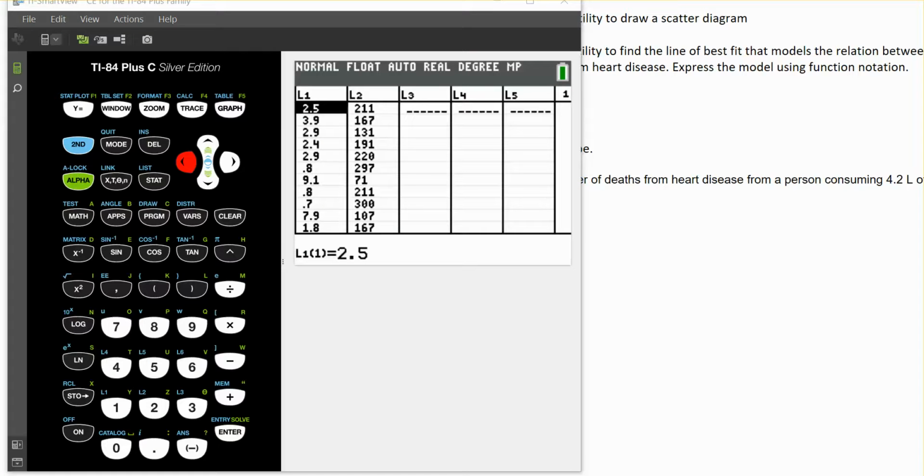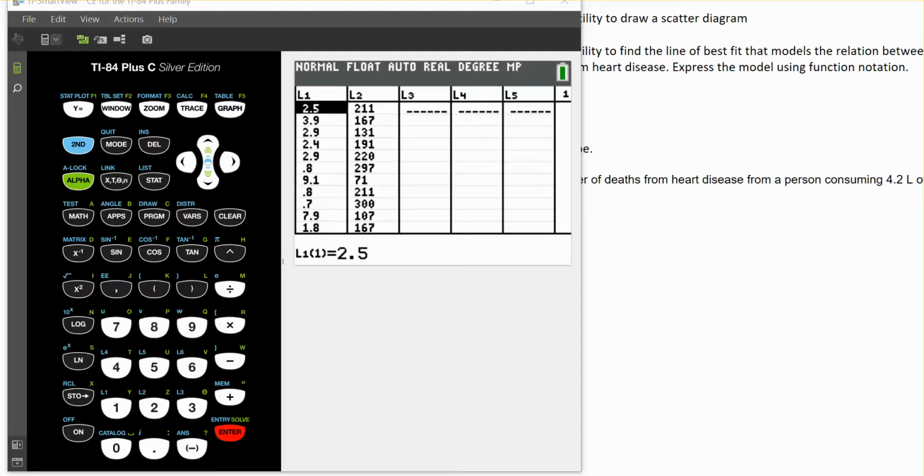Okay, so hopefully you have all of the list in there. You should have 19 entries for both L1 and L2. In order to create the scatter plot or the scatter diagram representing the data that you see here, we have to turn the plot on. So I am going to go to my graphing portion, the Y equals portion of the graphing calculator.